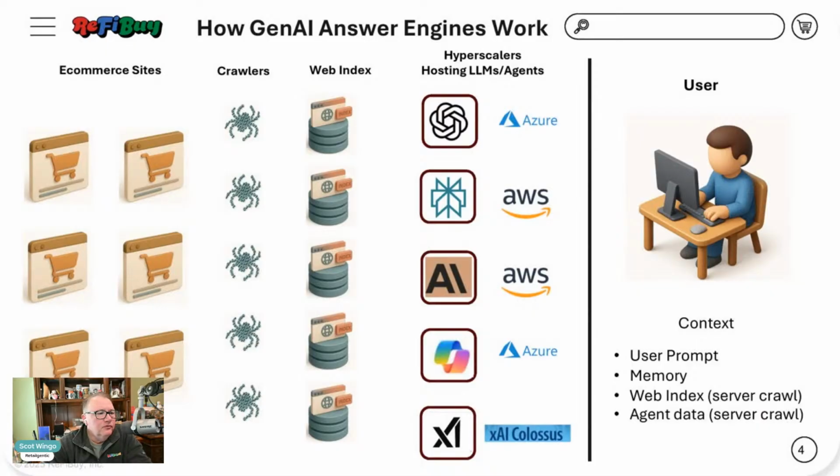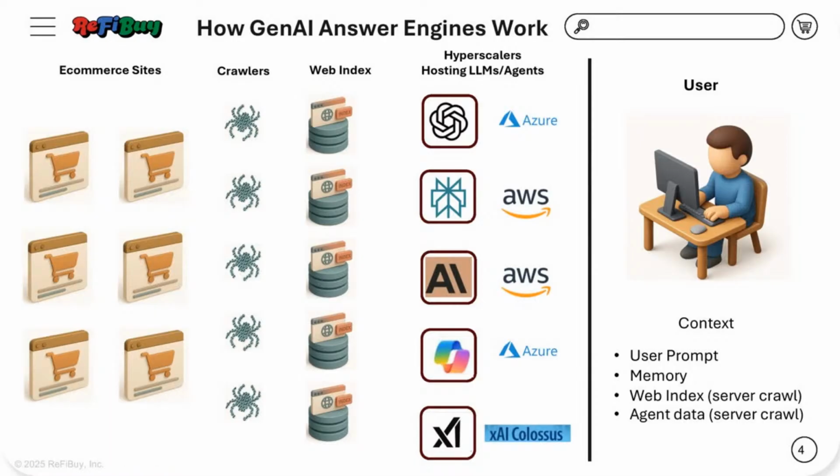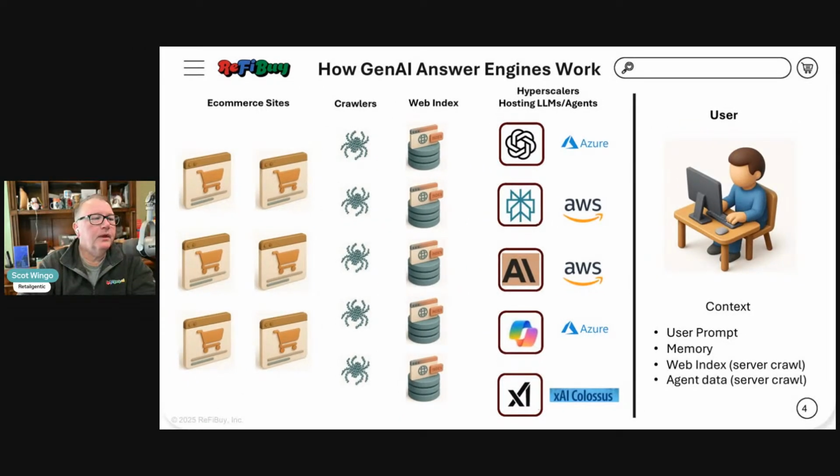So let me move so you can better see. There we go. So it's important to understand how answer engines work. So the user is over here on the right, and they are doing their thing. They're browsing, and they go to one of the answer engines, be it ChatGPT, Perplexity, Anthropic, Copilot, and X in this example.